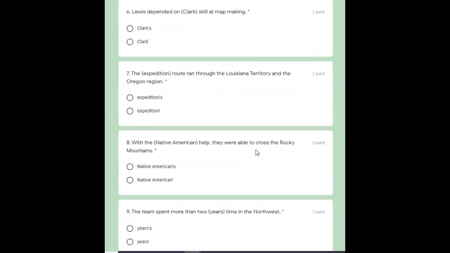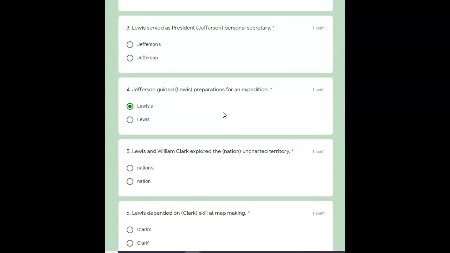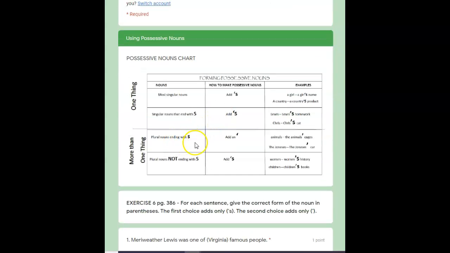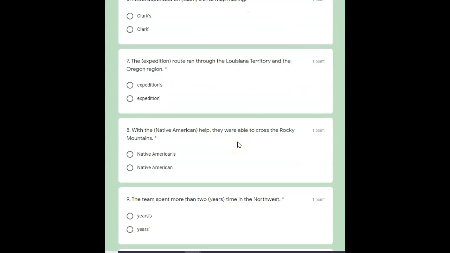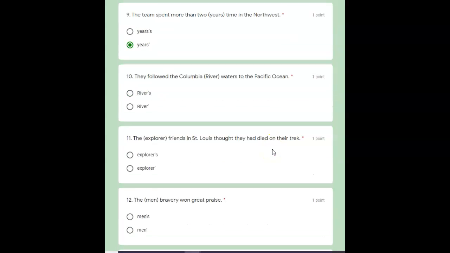Let's do 9. The team spent more than 2 years' time in the Northwest. 2 years' time. Years. More than one thing, so it's plural. Ends with an S. Let's look at our chart. Plural ends with an S. That is the one where it's only an apostrophe. So years, only an apostrophe.